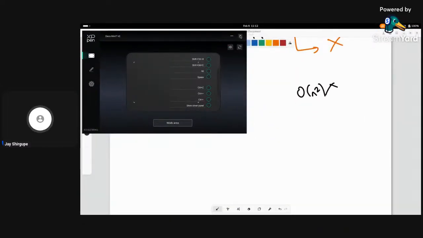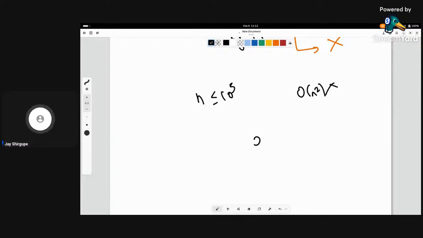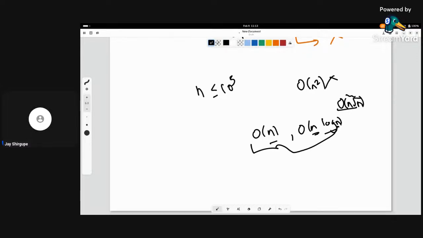O(n squared) won't work for this problem, but O(n) or O(n log n) can work. O(n root n) also probably won't work, though it depends on your implementation. Most probably it won't. The expected time complexity would be in this range: O(n), or O(n log n), or something like n times some constant or log n factor.